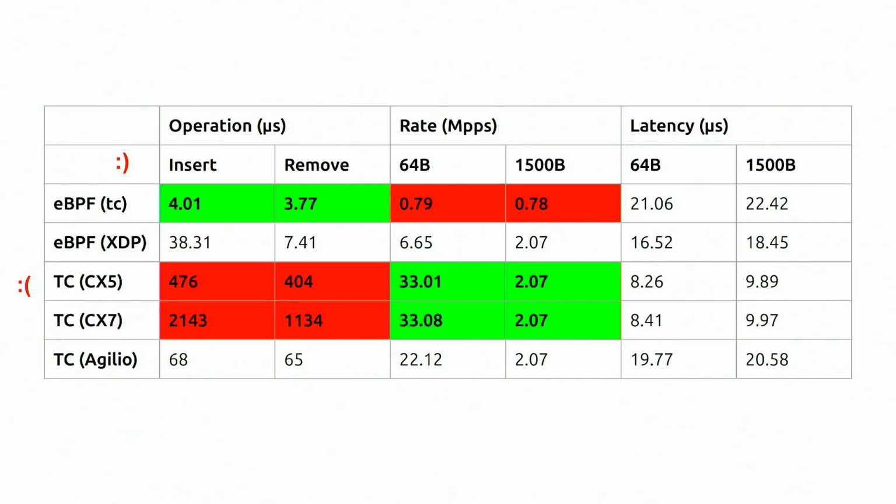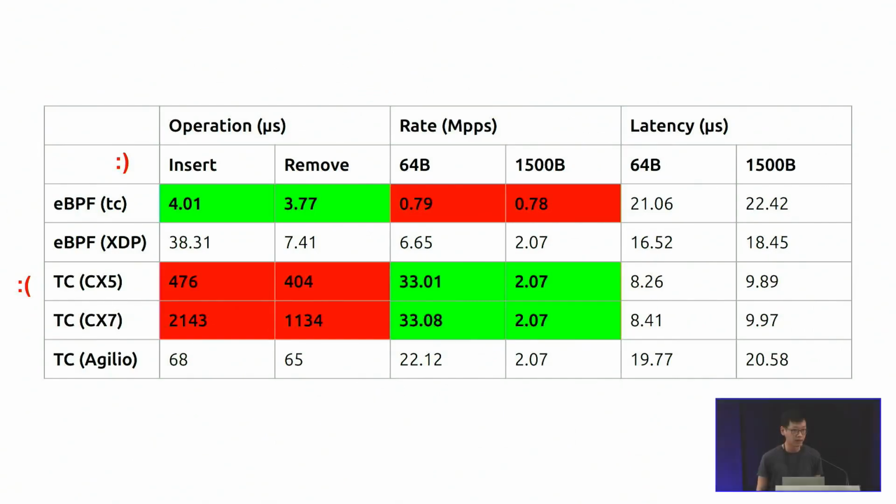So this is the detailed measurement result. We can see that basically they have an orthogonal performance in terms of rule installation and also forwarding rate. eBPF is really good at doing rule insertion and removal, but because it's in software, the forwarding is not as good. TC with hardware, on the other hand, takes a long time to perform a synchronous rule manipulation, but it can forward packets at a much higher rate.